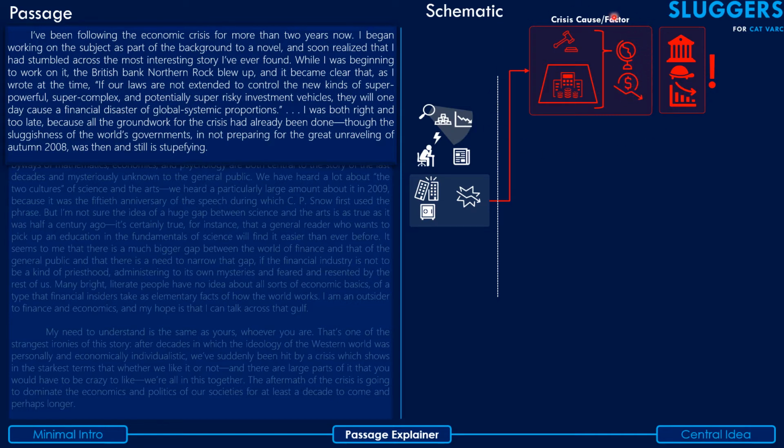So he cites this as the cause, and then towards the end makes a slight comment on how the government was not very proactive, or did a disappointing job of getting ready for the economic crisis, right? And then he ends the paragraph. All right, so I hope that's clear. Let's move on to the next paragraph.